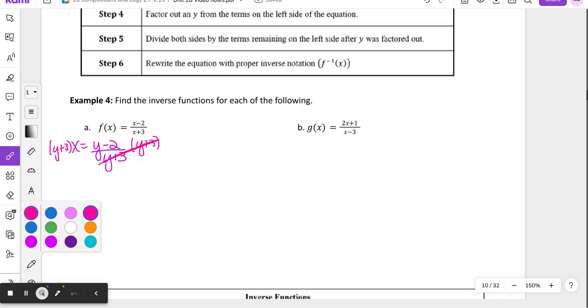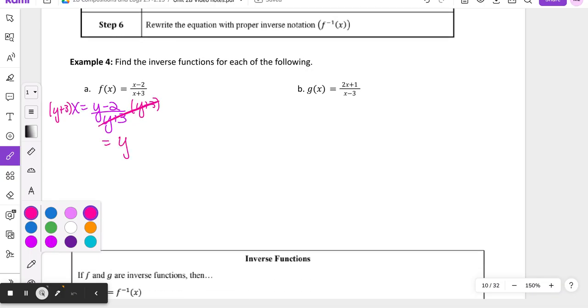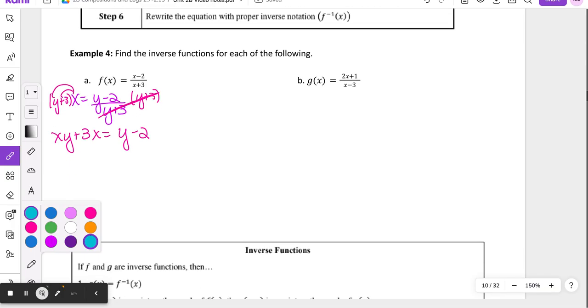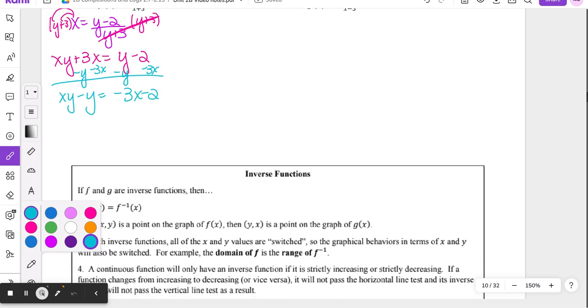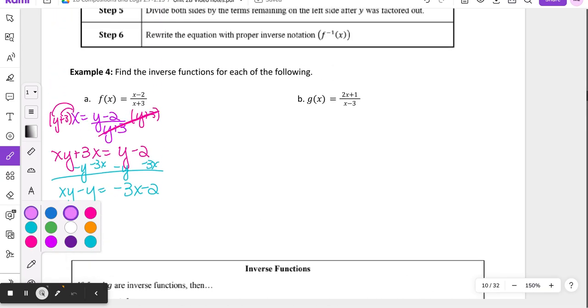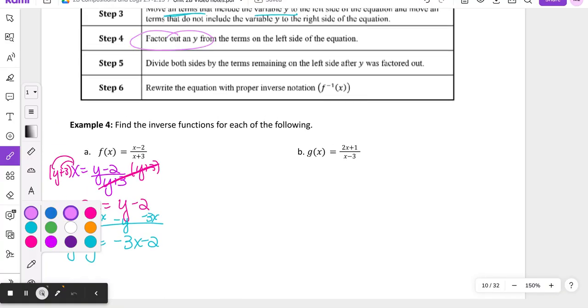When I do that on the right, that cancels out. So I just get y minus 2. And on the left, we're going to distribute. So xy plus 3x. Now we're solving for y. So move all terms that include the variable y to the left side and move anything that doesn't to the right side. So I'm going to subtract y over and subtract 3x over the other side. Notice I can't combine those y's because one has an x, one does not. They're not like terms.